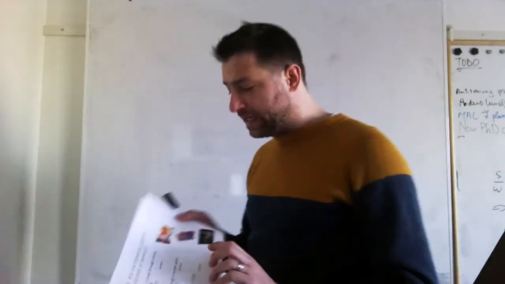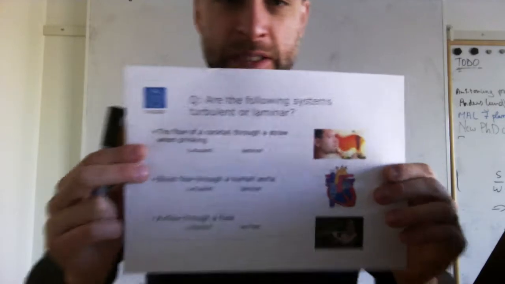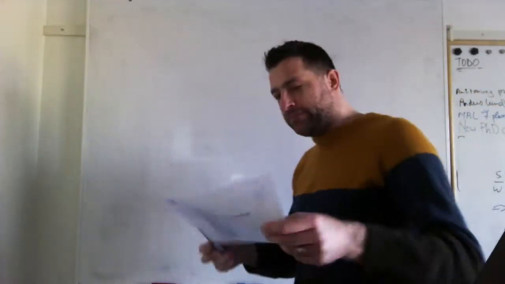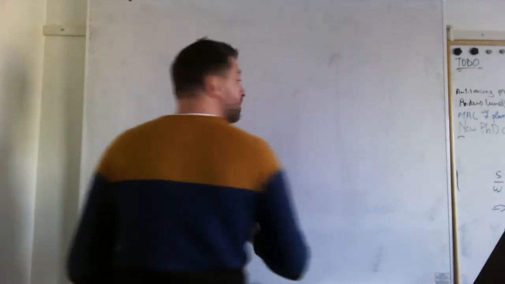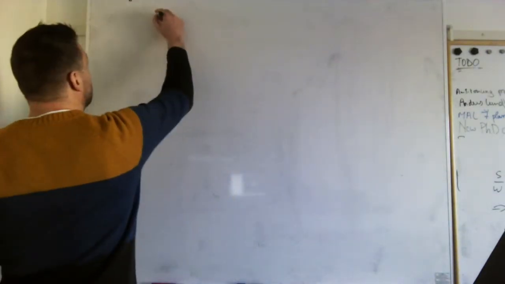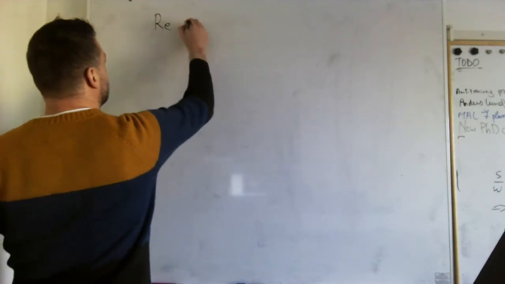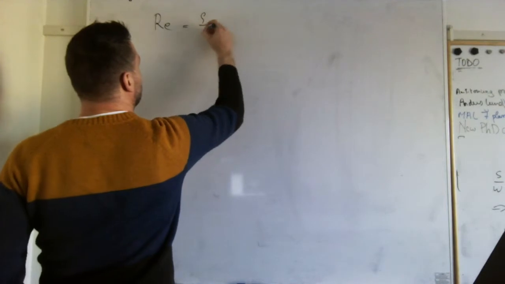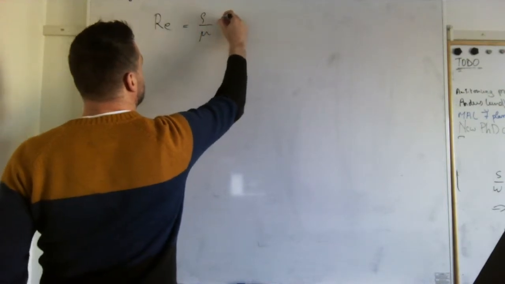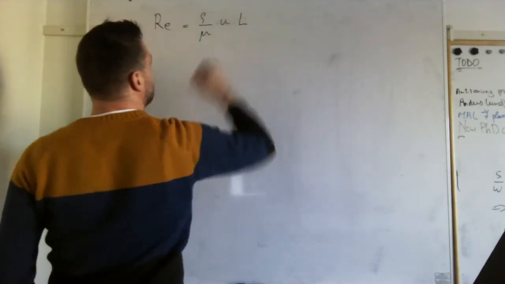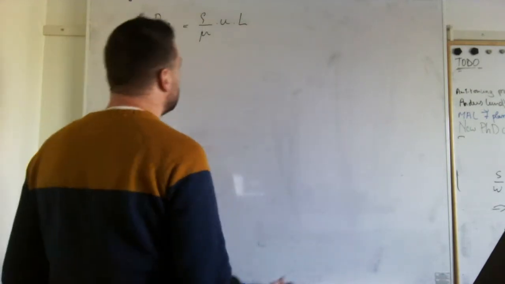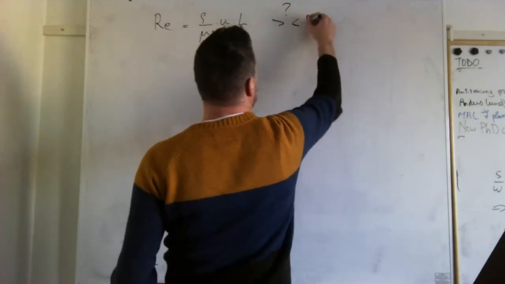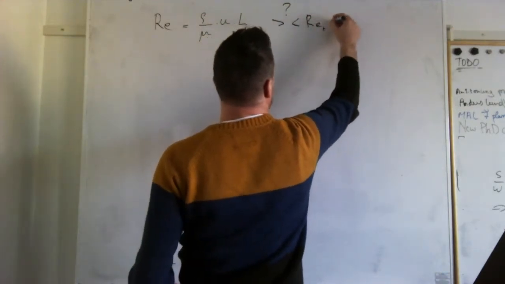Right, let's see how we can solve this quiz. The question is, are these systems laminar or turbulent? Well, how do you determine that? Basically, you look at the Reynolds number of the systems, which equals the density of the fluid divided by the viscosity of the fluid times the velocity of the fluid times the scale of the system. Then you look at whether this is bigger or smaller than the transitional Reynolds number, which is about 2000.